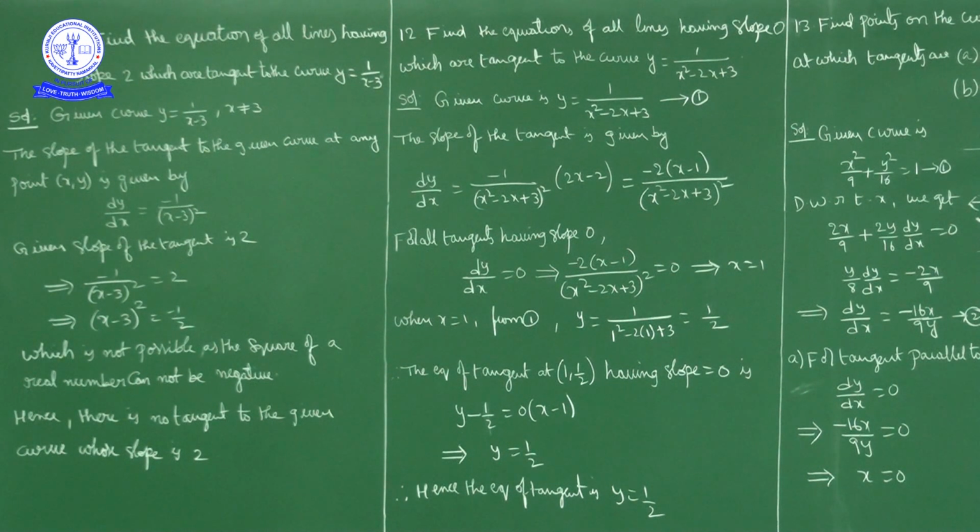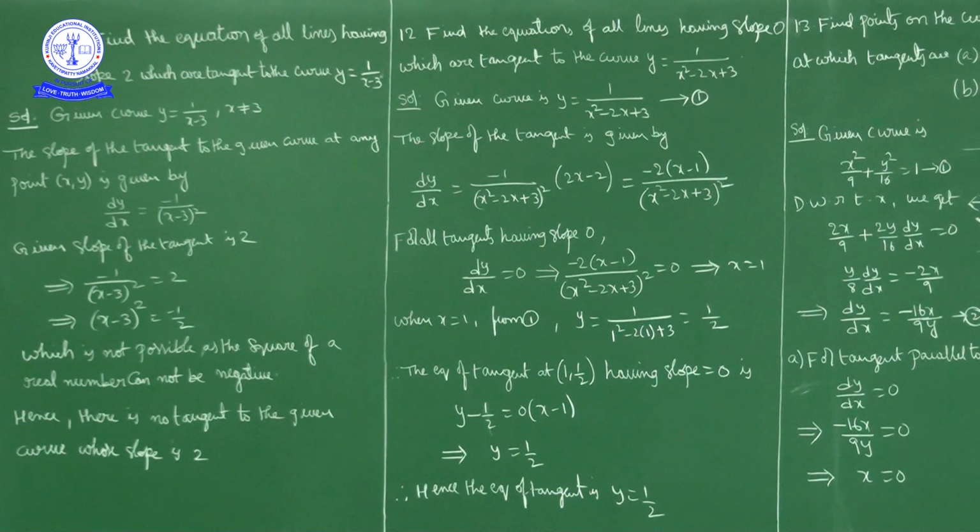What is given? The tangents have slope 2. So the tangent line slope has to be 2, which means these two are equal. By equating, minus 1 upon x minus 3 whole square is equal to 2. Now if you write 2 this side and this term that side, x minus 3 whole square is equal to minus 1 by 2.